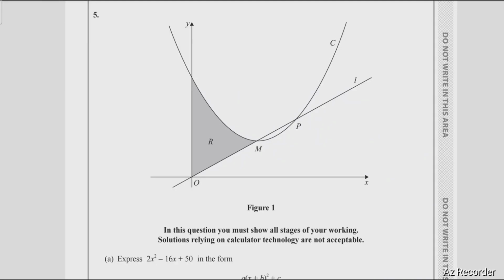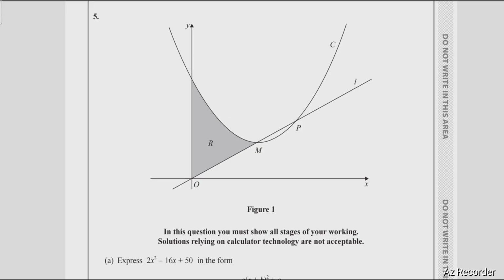Hey guys, in this video we're going to solve P1 October 2025. Now this is the latest paper for P1 and it has some new ideas that you must know. I'm going to solve in this video from question 5 to question 10. And let's get started. So question 5 shows you a graph of a straight line intersecting with the parabola.